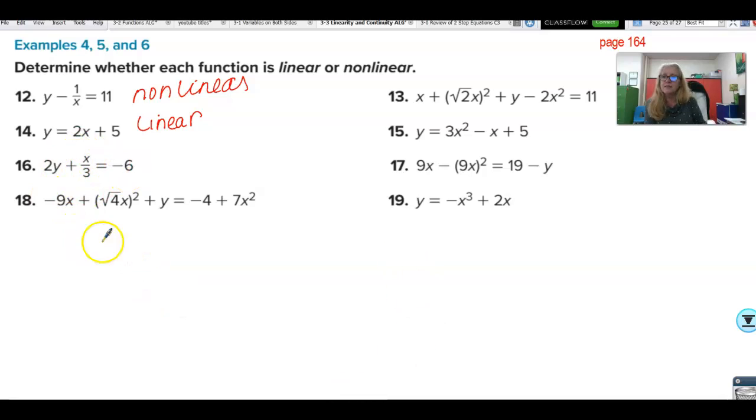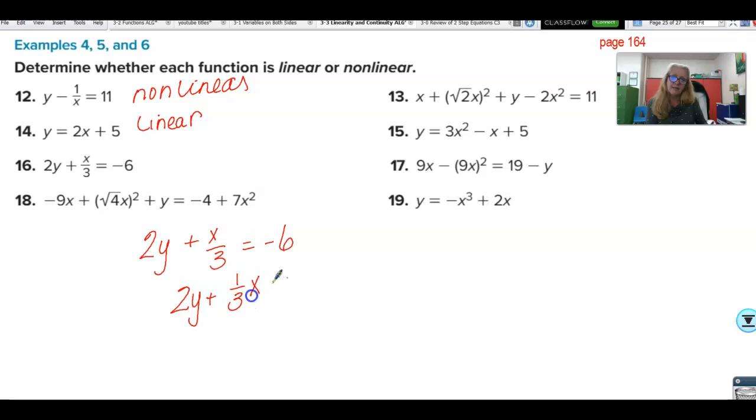Okay, this one makes a difference. This is 2y plus x over 3 equals negative 6. First of all, this is x over 3. This can also be written as 1/3 x. So let's say it's 2y plus 1/3 x equals negative 6.